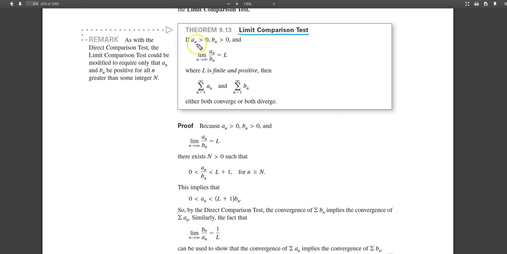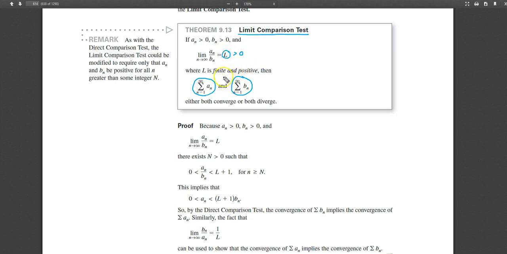If you have two sequences a_n and b_n, which are both positive, and you consider the limit as n goes to infinity of the quotient of the two, a_n over b_n, and if that limit is equal to a number L, which is finite and positive, in other words, if this number L exists and is bigger than 0, then the series will either both converge or they will both diverge. So if one of them converges, so does the other one. Or if one of them diverges, then the other one diverges as well. So they both do the same thing.